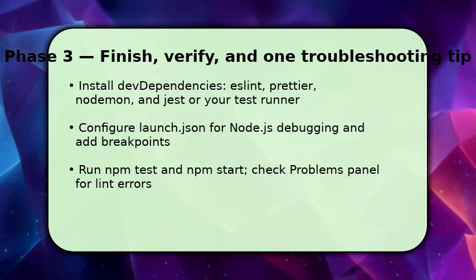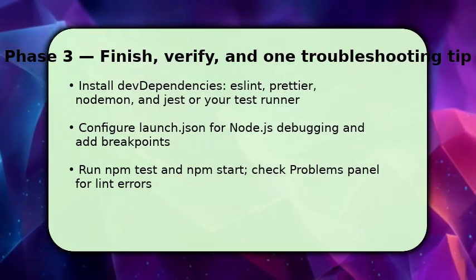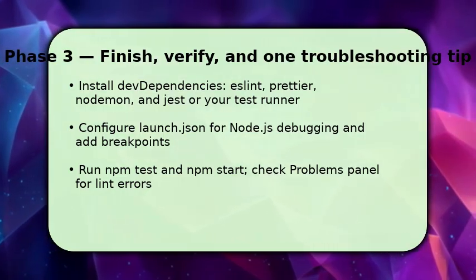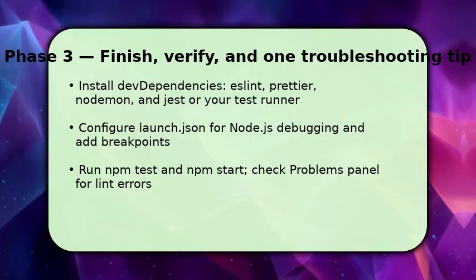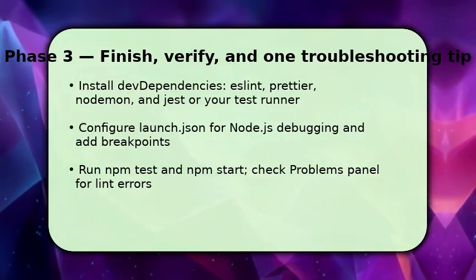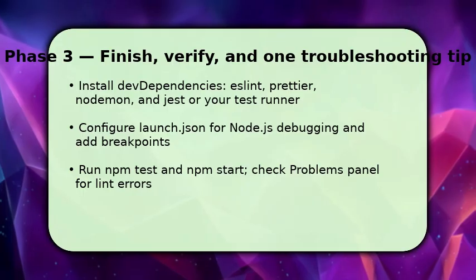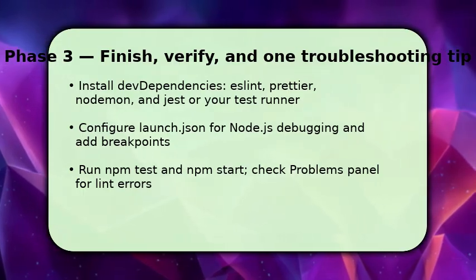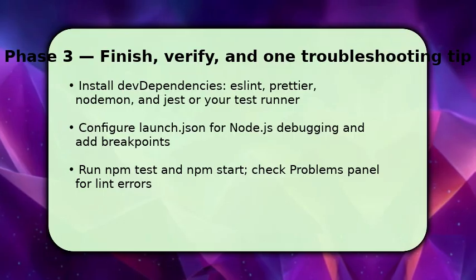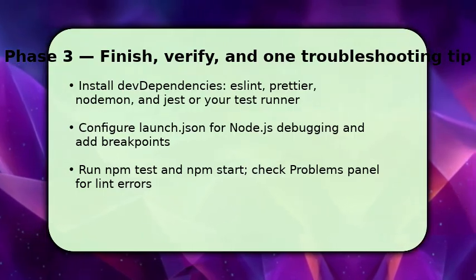Install ESLint, Prettier, Nodemon, and your test runner as dev dependencies so CI matches local behavior. Once installed, configure launch.json to attach the VS Code debugger to Node.js and set breakpoints in key files. This speeds troubleshooting. Then run npm test and npm start to verify scripts.